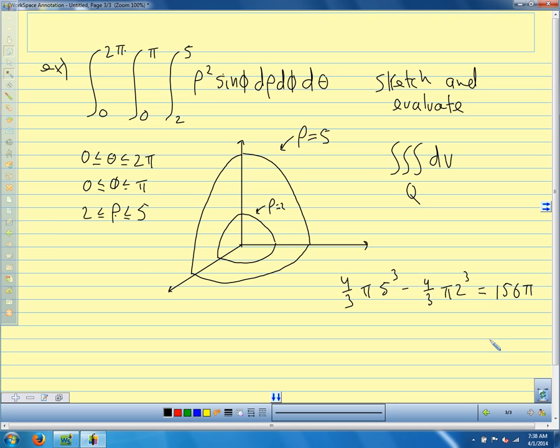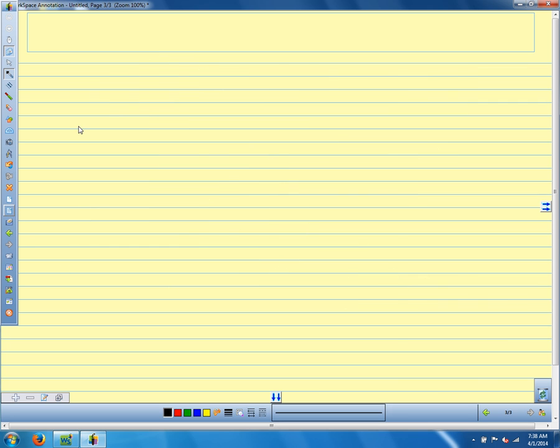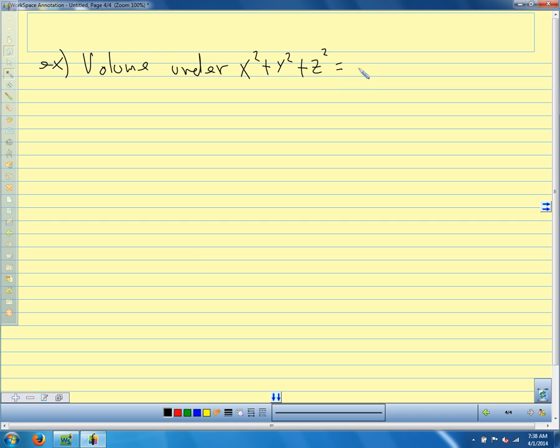All right, let's look at the problem that we did yesterday with the cone and the sphere, and set that one up in spherical coordinates rather than cylindrical coordinates. And we can compare and contrast. So we wanted the volume. What we found was the volume under x squared plus y squared plus z squared equals 4, and above z squared equals x squared plus y squared.